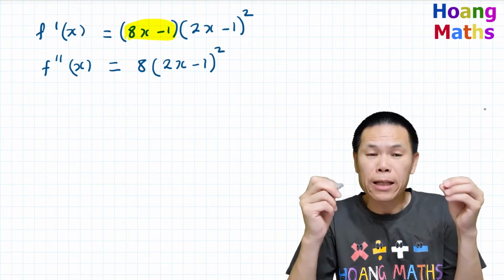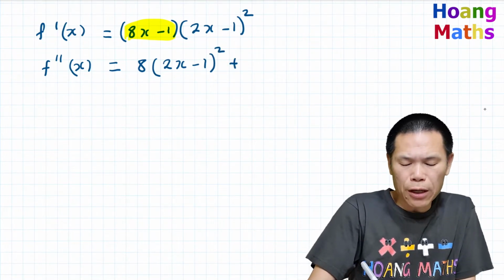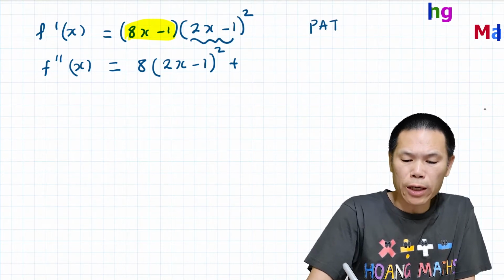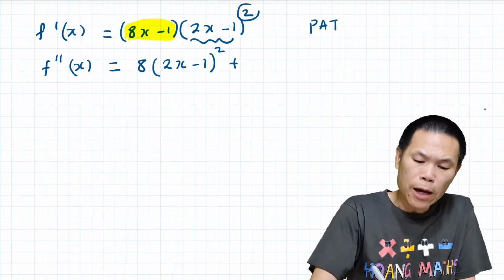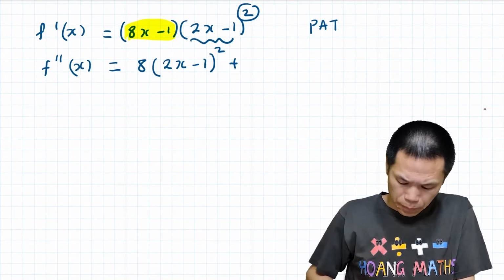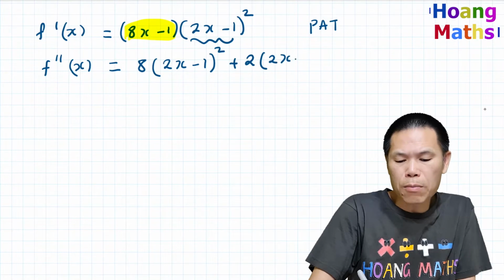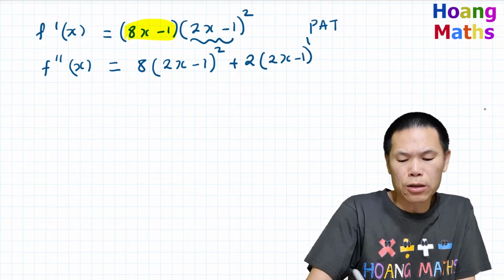And then we differentiate the second function. So that is differentiate this. We use the power angle trick. The power is 2, and then we bring it down, and the power becomes 1. So 2x minus 1, 2 minus 1 is 1, so power 1.